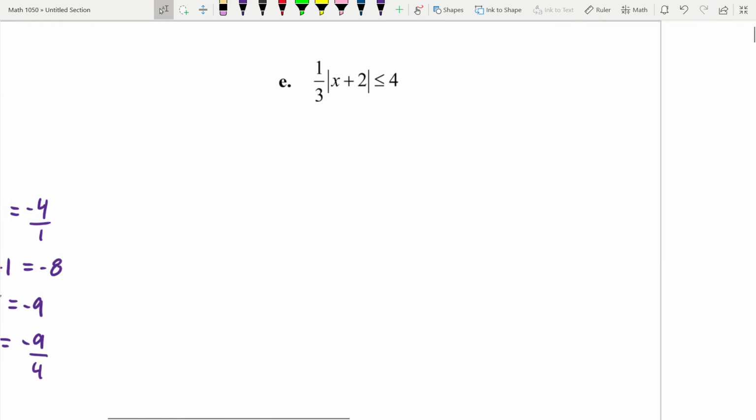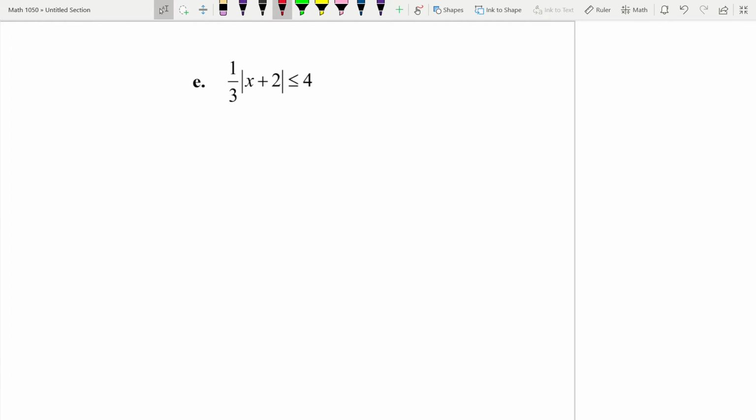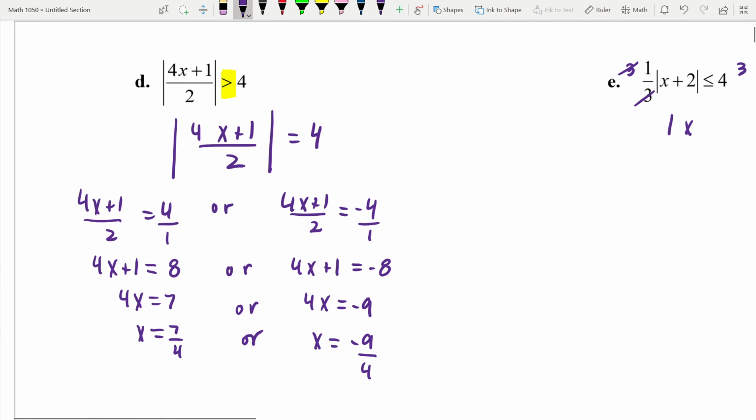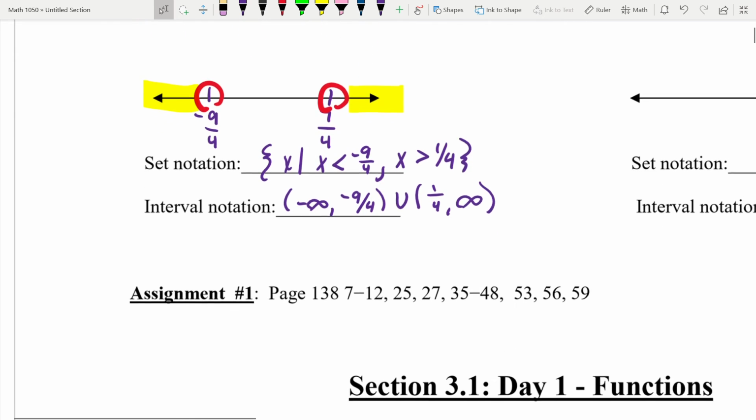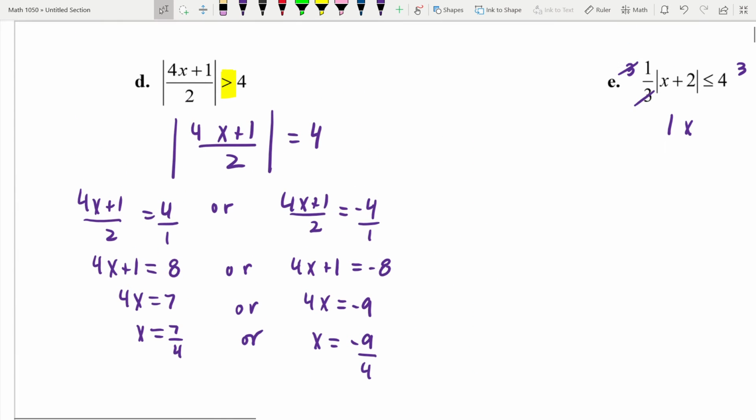Okay, question E. Step 1, get it alone. To get rid of the 3 on the bottom, just multiply the right and the left by 3, because then you have a 3 on the top and a 3 on the bottom. So then you have the absolute value. You know what? I don't know why I didn't do this on any of these. I want to change E.